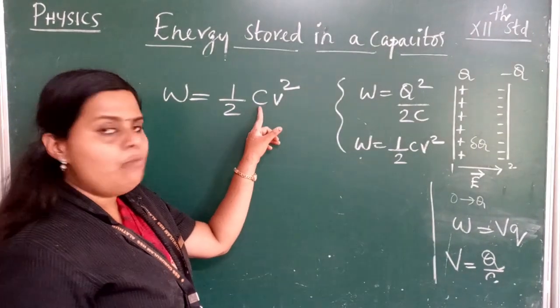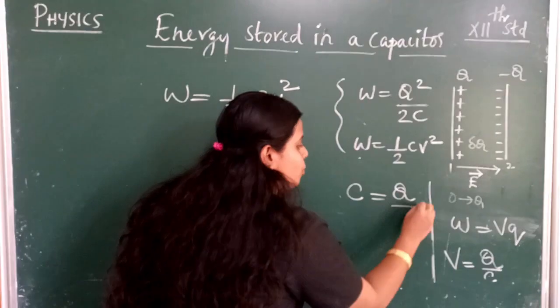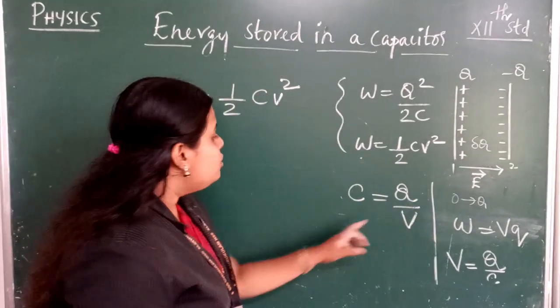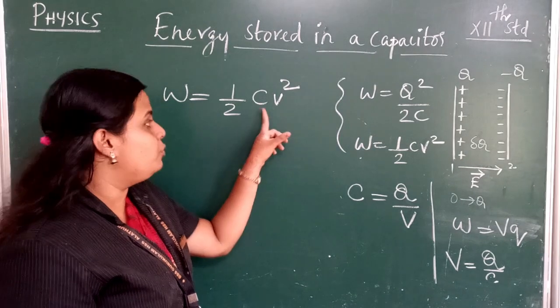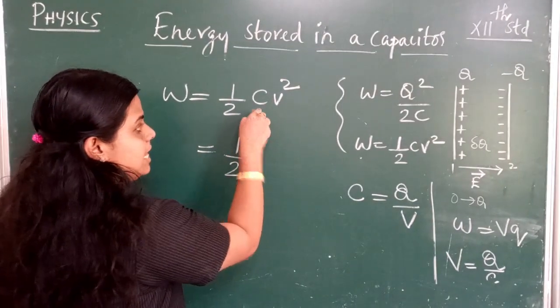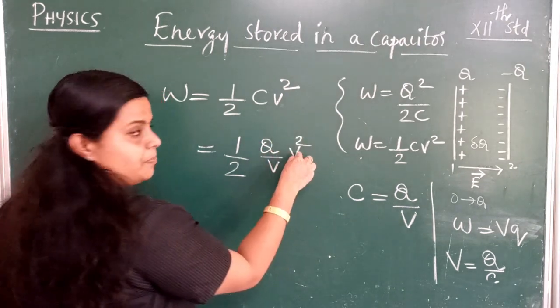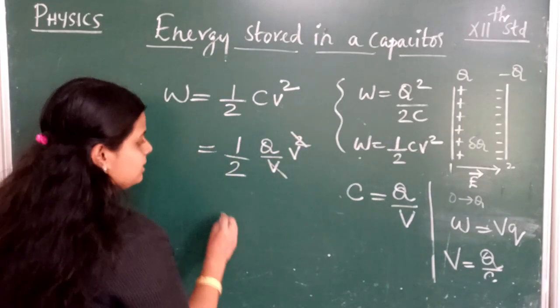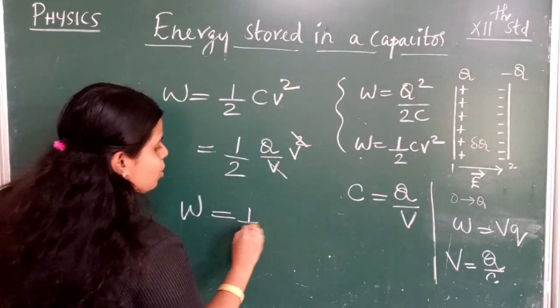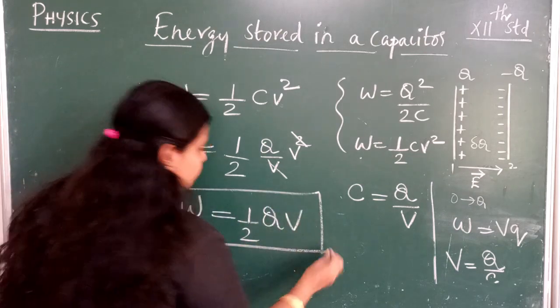Now the third one, listen. What we got last was W is equal to half CV square, right? And what about C? What is the expression for C? Yes, C is equal to Q by V, right? So in this expression we can substitute for C. So W is equal to half, instead of C we can write Q by V into V square. So V gets cancelled. So W is equal to half QV. So this is another expression.